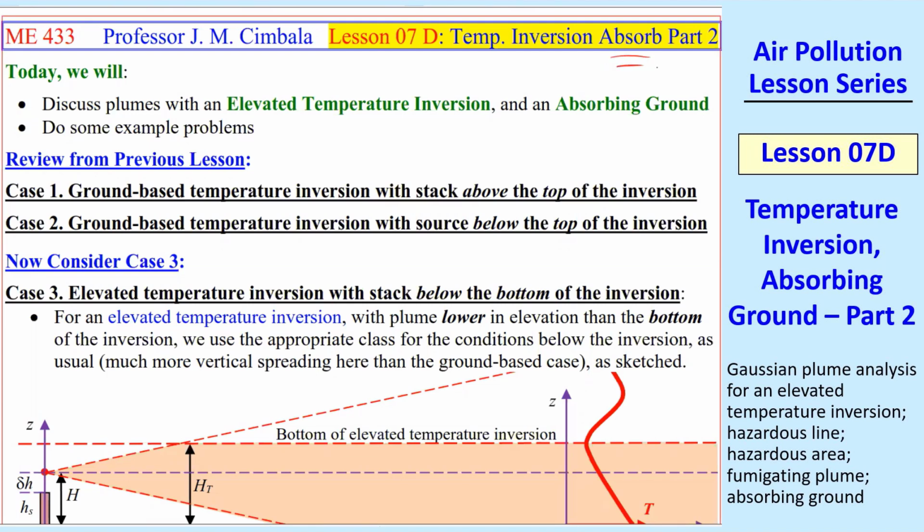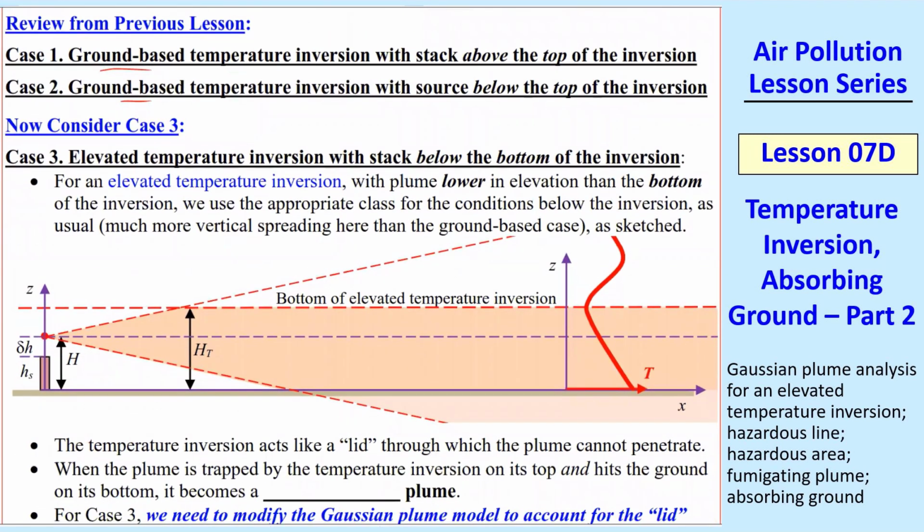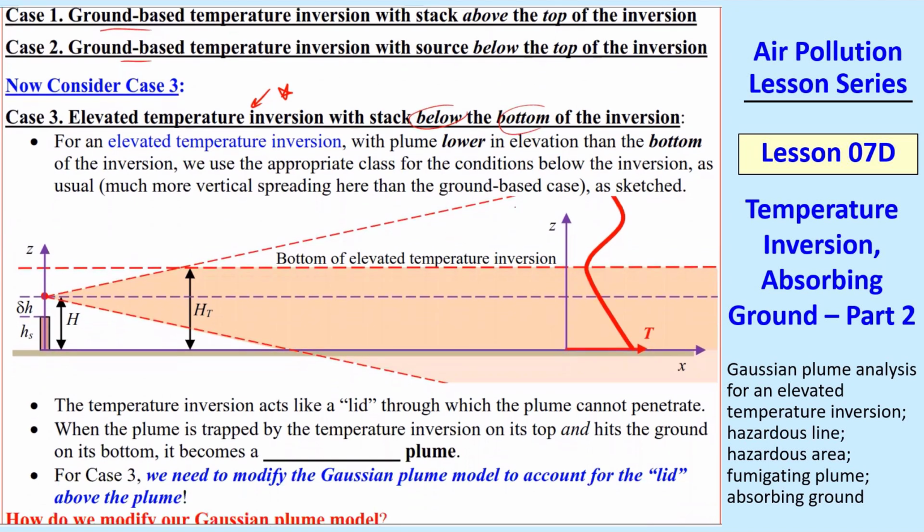Now we're going to continue the absorbing ground and temperature inversion, but instead of ground-based, case 3 will be an elevated temperature inversion. We'll still have an absorbing ground with the stack below the bottom of the inversion. So let's define it this way. We're going to define HT as the distance from the ground to the bottom of the elevated temperature inversion.